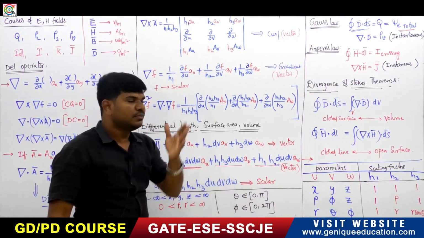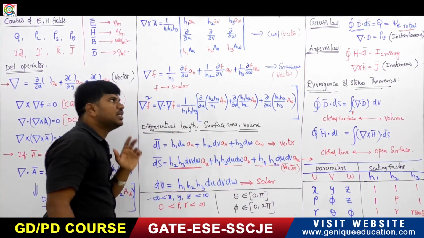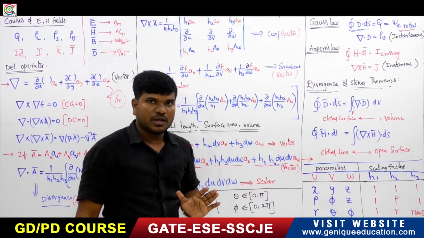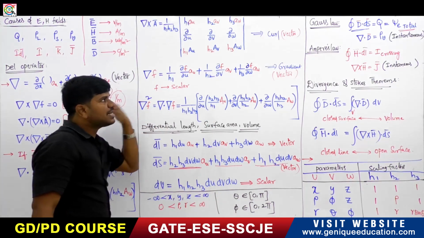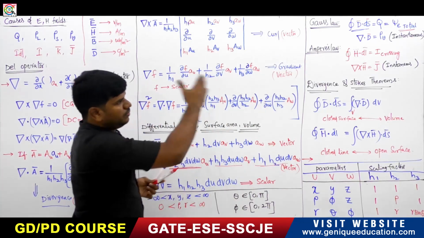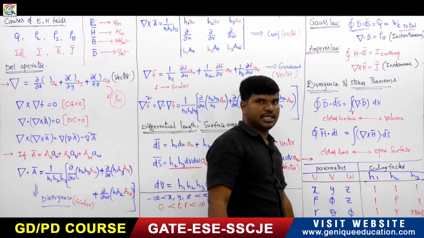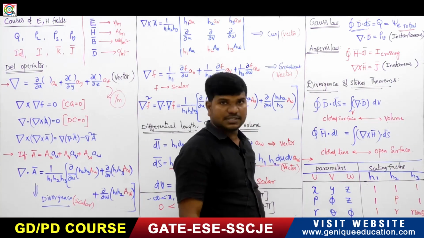You can go to the crash course videos, where there is detailed information about the Gauss law and Ampere's law. After understanding these, there are very important theorems: the divergence theorem and the Stokes theorem. It is also called the Gauss divergence theorem.